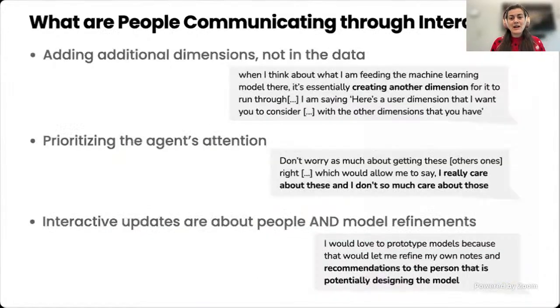We also asked participants throughout the study what they were actually trying to communicate and tell the machine learning model through these interactions. So one of the things that they wanted to do through interactions was add additional dimensions to the data. So for example, hey, I'm creating a new class here, and I want you to think about it. And it's different from the other classes that you might have. Maybe these are just movies that are nostalgic to me or that I care about, but I'm adding another column inherently. Another one was trying to prioritize the model's attention.